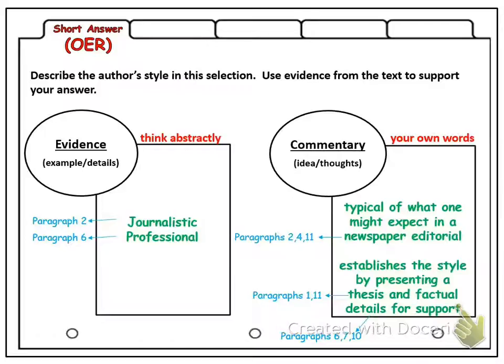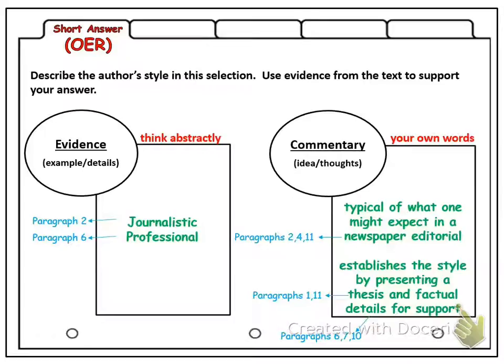Now, I've also got to be able to comment on my answer. Using my own words, I have to prove what I know. And so I made some notes about my ideas and thoughts in regards to my answer about the evidence being about the newspaper being journalistic and professional. I said it's typical of what one might expect in a newspaper editorial. And based on my annotations, I can go back to paragraphs 2, 4, and 11 and use any of that information there if I want to prove that.